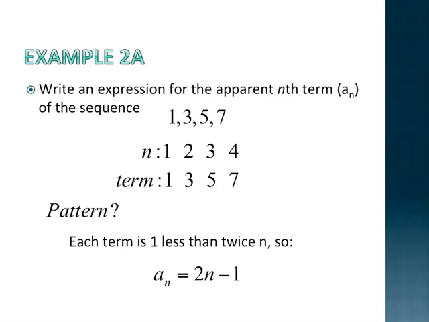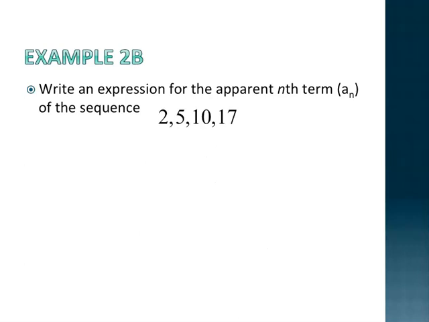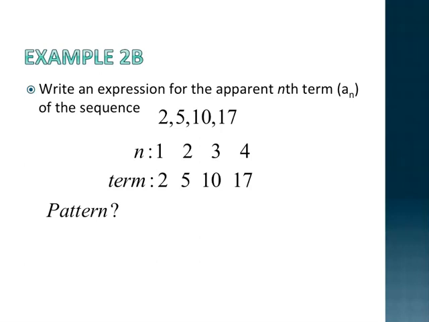All right, let's try another example like this. So we have 2, 5, 10, and 17. And again, these are the first 4 terms in this sequence. So again, I would write this down in terms of n. When n is 1, the term is 2. When n is 2, we have 5. When n is 3, we have 10. When n is 4, we have 17. So again, it takes a little bit of practice to work with those numbers and see if you can find a pattern.